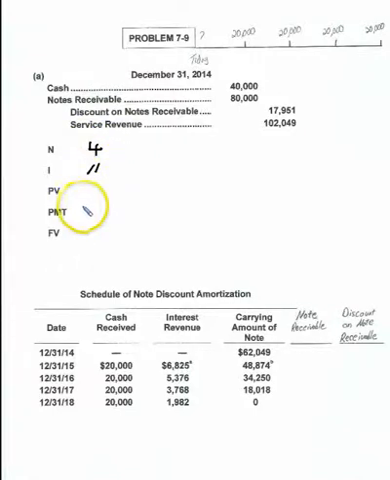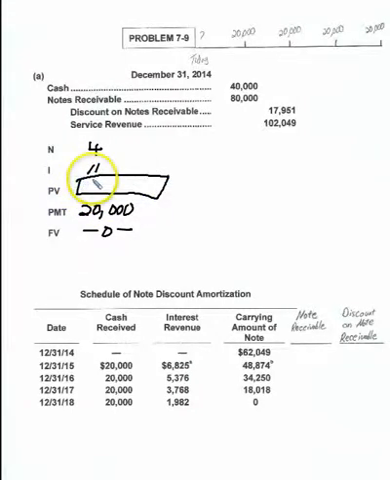We don't know the present value. We know the payments are $20,000 a year, and there is no lump sum in the future, so there's no future value. So we key all of that in, and we're going to get a present value of $62,049. So that's what we want to record as our note receivable.